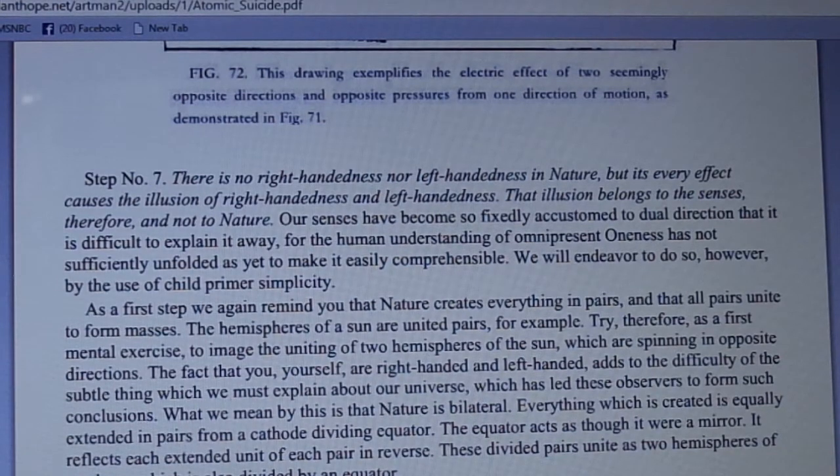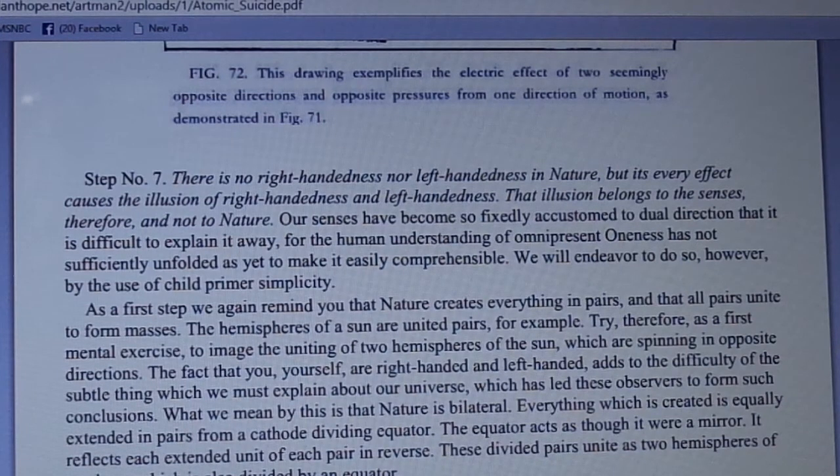As a first step, we again remind you that nature creates everything in pairs, and that all pairs unite to form masses. The hemispheres of a sun are united pairs, for example. Try, therefore, as a first mental exercise, to image the uniting of two hemispheres of the sun, which are spinning in opposite directions. The fact that you yourself are right-handed and left-handed adds to the difficulty of the subtle thing which we must explain about our universe, which has led these observers to form such conclusions.